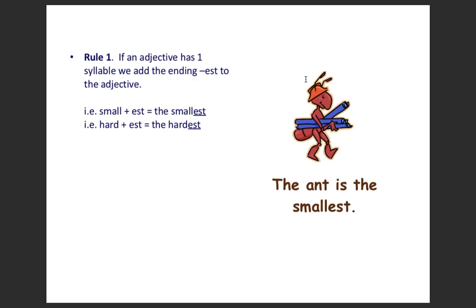Rule number 1. If the adjective has one syllable, we need to add est to the end of the adjective. For example, small plus est becomes smallest. Hard plus est becomes hardest. Sentence example: the ant is the smallest. Now, for superlative, you don't have to include the word than. The word than is only included for comparative adjective.